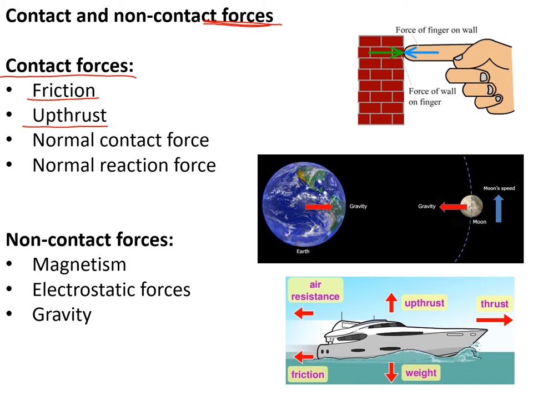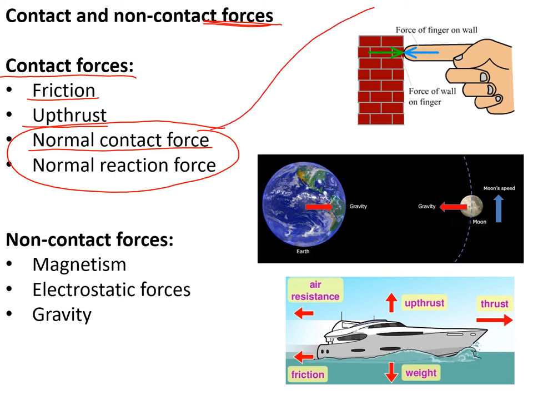And then we have normal contact force and normal reaction force. Now these are the two forces created by Newton's third law, or described in Newton's third law. Normal contact force is the force created when you push on anything. So in this case it's the force created when the finger pushes on the wall, but it could also be when your foot kicks a ball, when your bottom is resting on the chair you're on right now, whatever it is, okay? And then normal reaction force is the Newton's third law bit, the equal but opposite force created by the object pushing back.